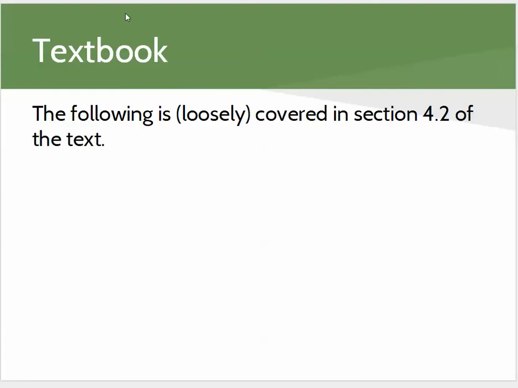If we're following along in the textbook, this is loosely covered. It's not exactly the same set of functions that we're going to talk about here, but it's covered in section 4.2. So we did a little skipping. We're going to double back to chapter 3 in some of the next modules.